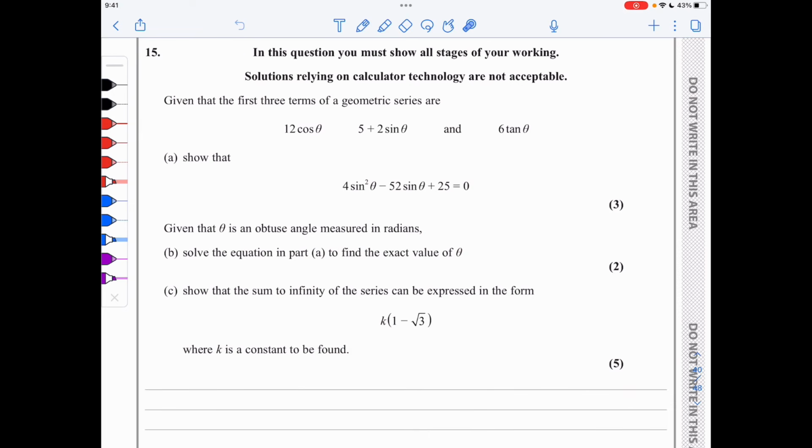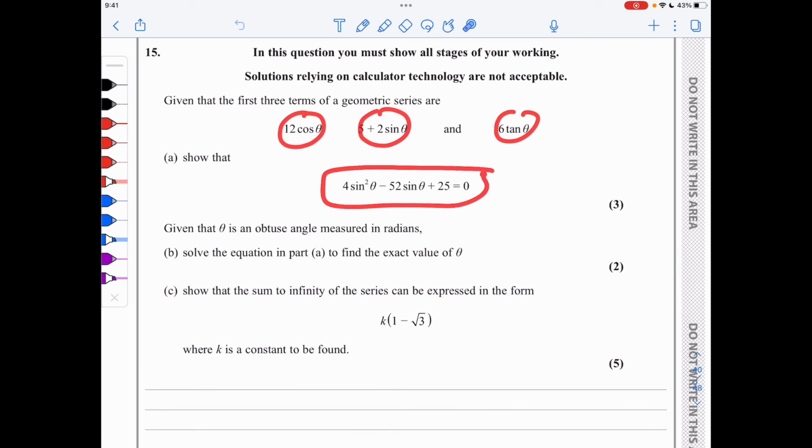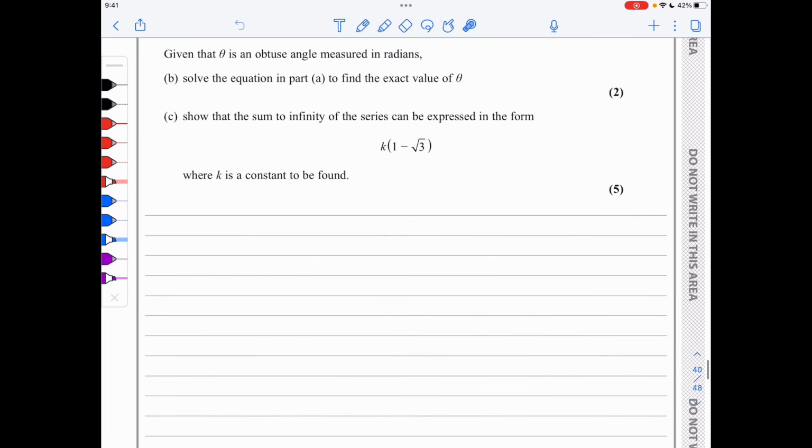In question 15, we've got the first 3 terms of a geometric series, and we need to show that 4 sine squared theta minus 52 sine theta plus 25 is 0. Well, we know that for a geometric series, the ratio is always the same, so u2 over u1 is equal to u3 over u2, which means I can write that 5 plus 2 sine theta over 12 cos theta is equal to 6 tan theta over 5 plus 2 sine theta.